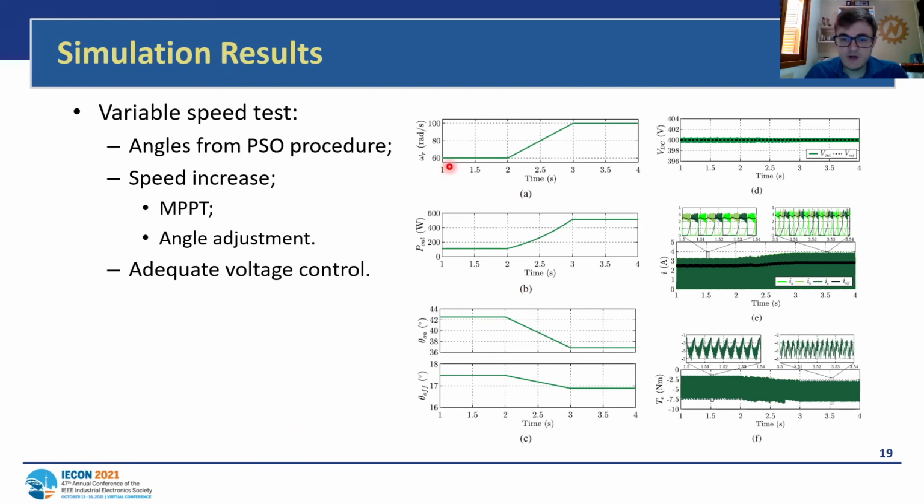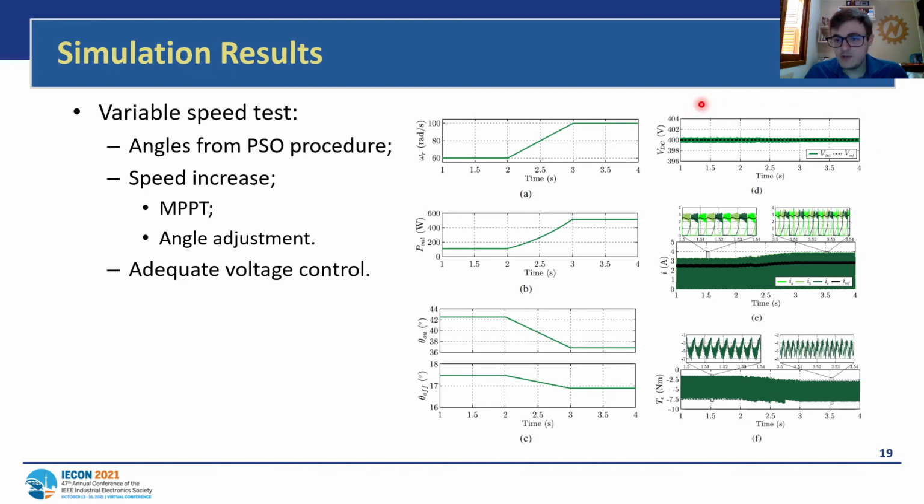So the speed is going to start at 60 radians a second and will be increased up to 100. The power output of the generator will, according to the MPPT algorithm, be adjusted as well. And the firing angles, while the speed is being adjusted, will also be adjusted in order to maintain the machine in an optimal operating condition.